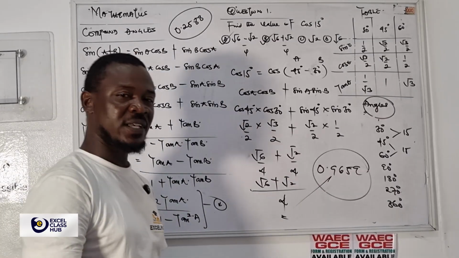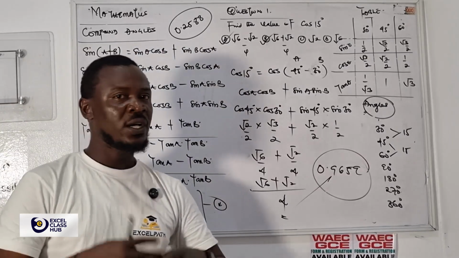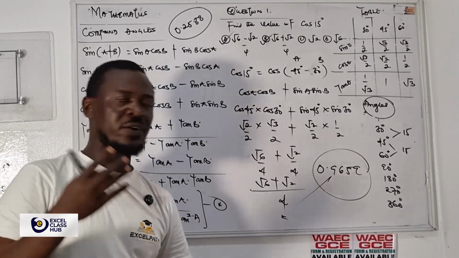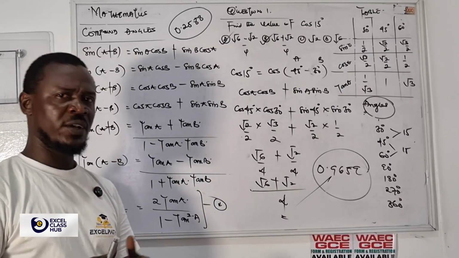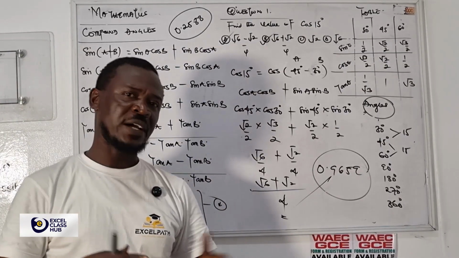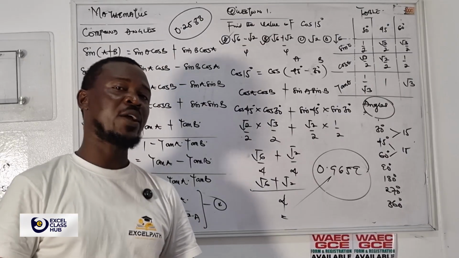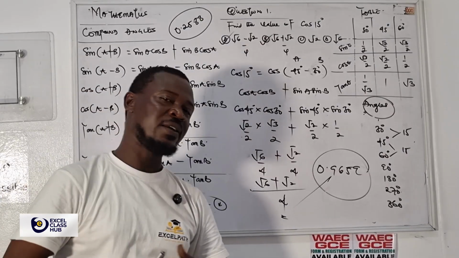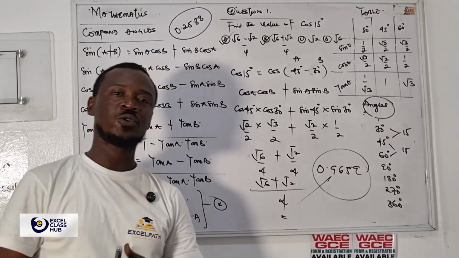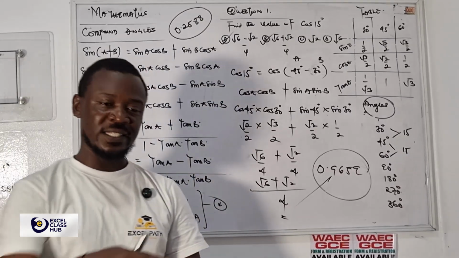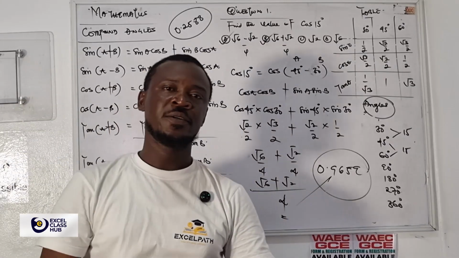That is why JAMB says solve questions without using what? Calculator. If you can understand these compound angles, I believe your problem is solved partially under trigonometric ratio. Because by the time we get to angle of elevation and depression, you won't face any difficulties. Or by the time we get to bearing and distance, you understand me? So we won't have any problem.